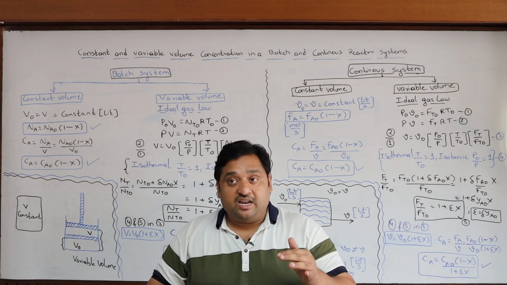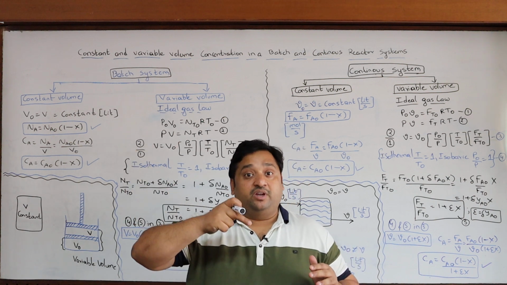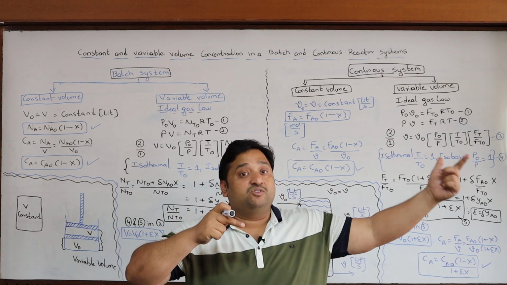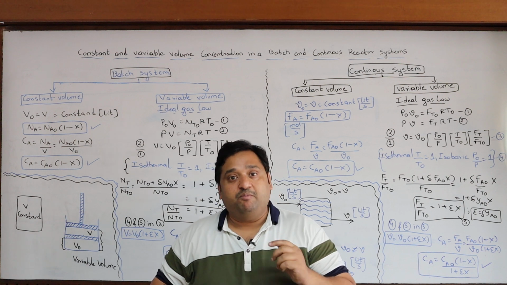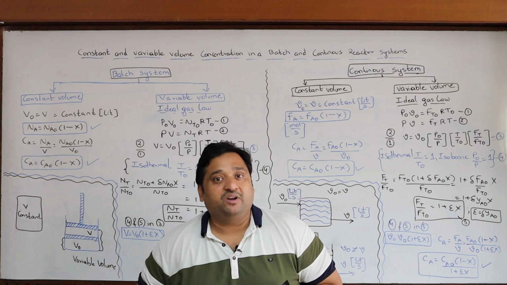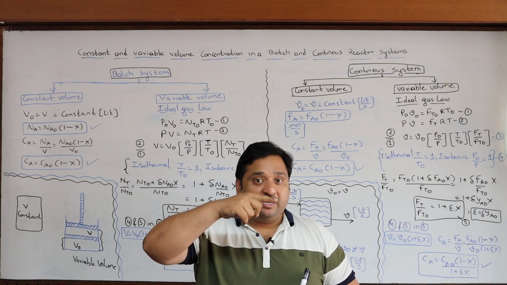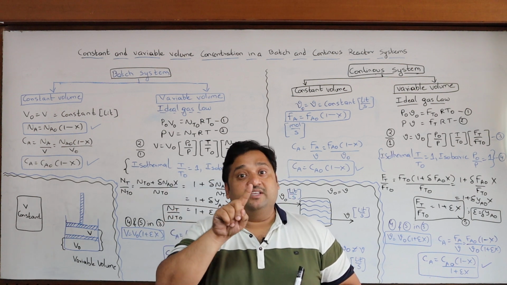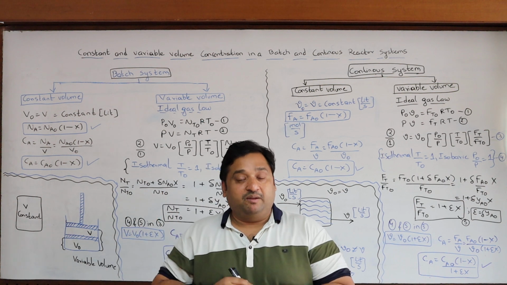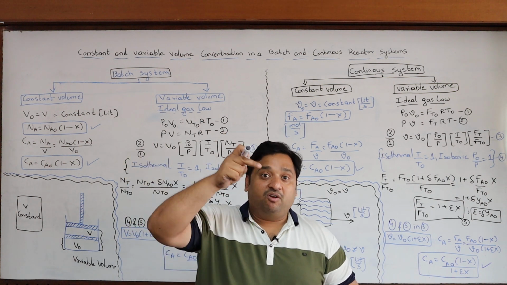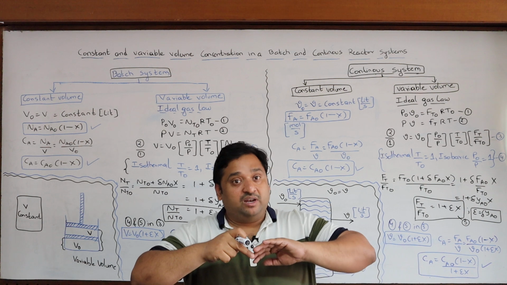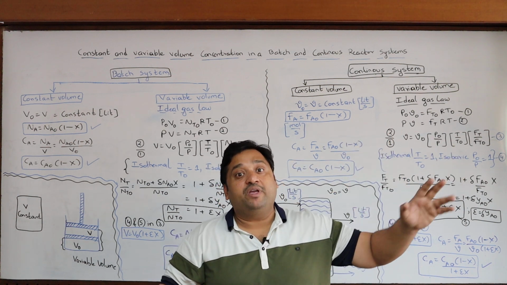And in general, the moles coming into the reactor are different from the moles going out from the reactor. Why? Because of the stoichiometry of the reaction. If 1 mole of A comes into the reactor, and the reaction is 1 mole of A giving 2 moles of B, that means 1 mole per second of A is coming into the reactor. Similarly, 2 moles of B are going out of the reactor.